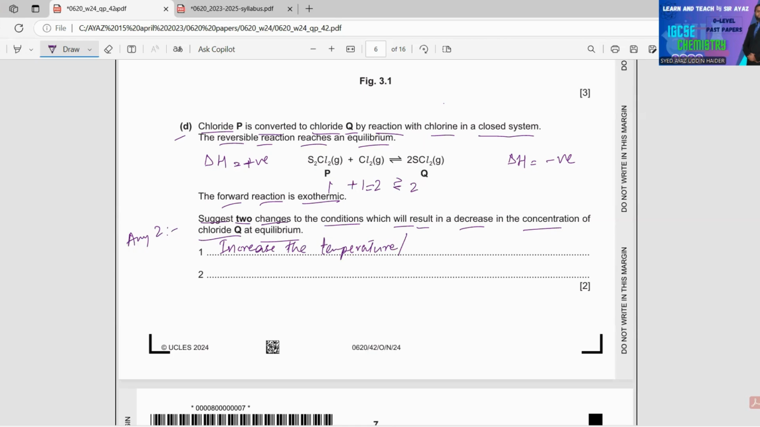What else we can do? We can even decrease the concentration of the reactants, or you can mention the name of the reactants. Decrease in concentration of P or S2Cl2, or Cl2, or both. This will result in a decrease in the concentration of chloride Q, because this will shift the equilibrium to left hand side.